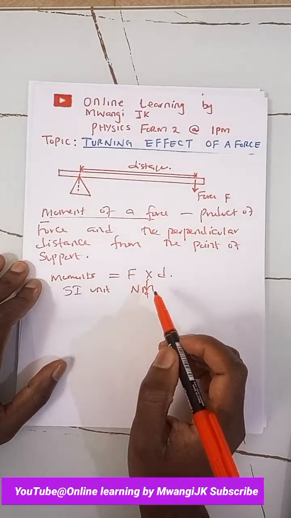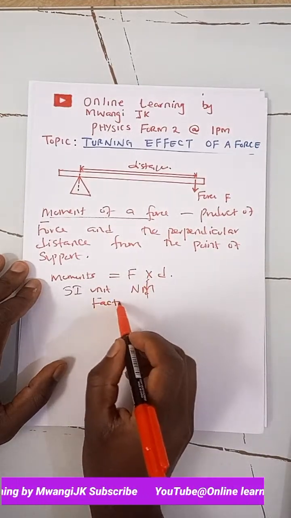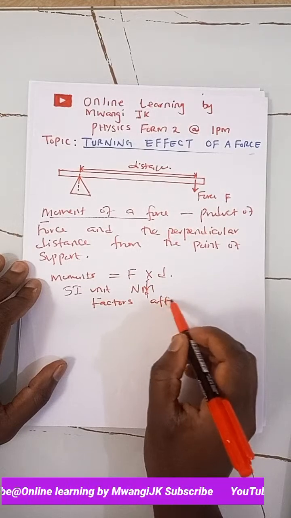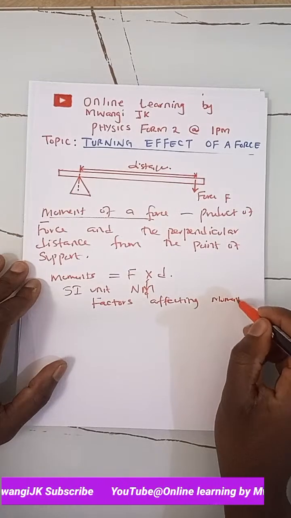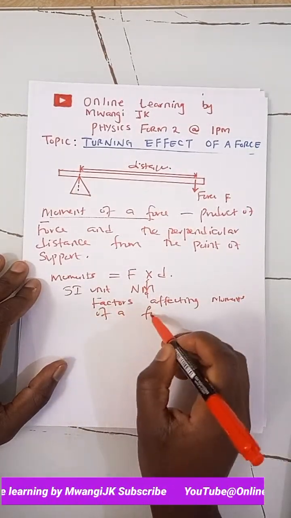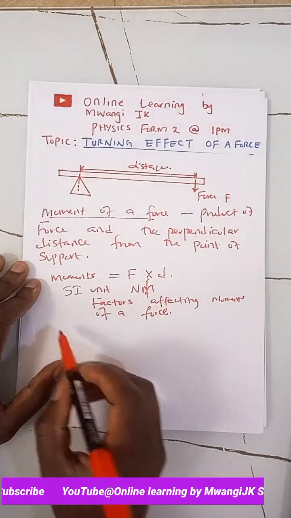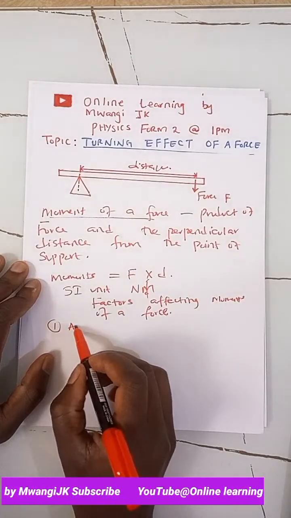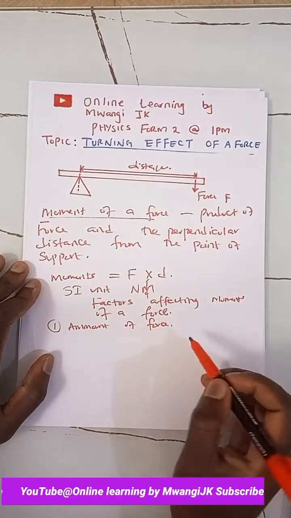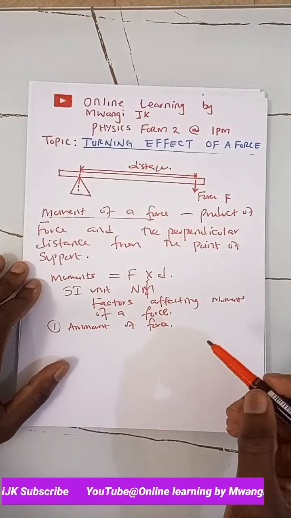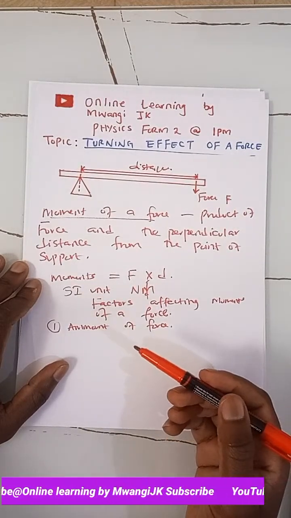The other thing is the factors affecting moment of a force. We'll talk about two factors. One is the amount of force. The more the force, the greater the moment. The lesser the force, the lesser the moment.